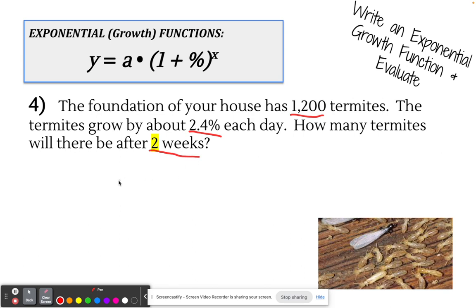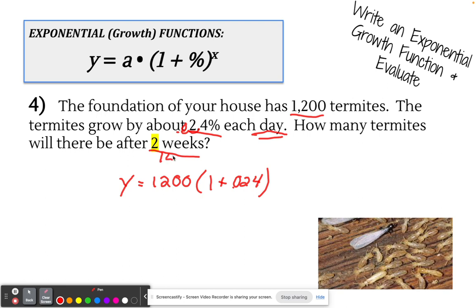Okay, so it sounds like we're starting with 1,200 termites, which is way more than I ever want to have. And we know we're growing at a rate of 2.4%. Well, if I move the decimal back twice, that'll be 0.024. But what's my time period? It says 2 weeks, so is it 2? Well, this is where it's important to pay attention. It says 2.4% each day. So how many days are in 2 weeks?